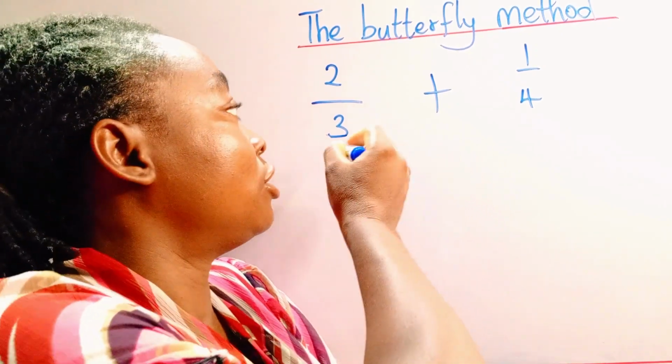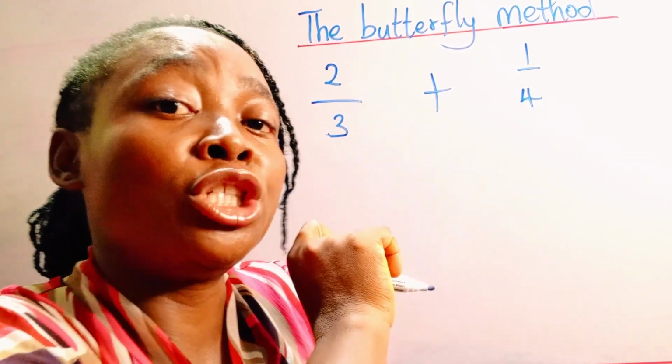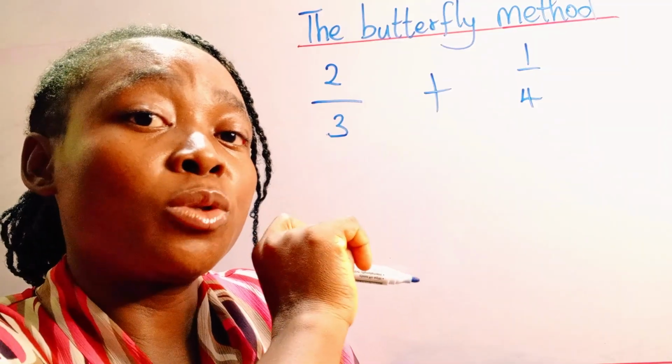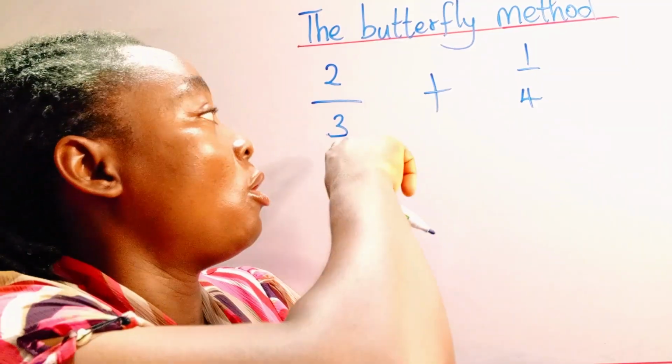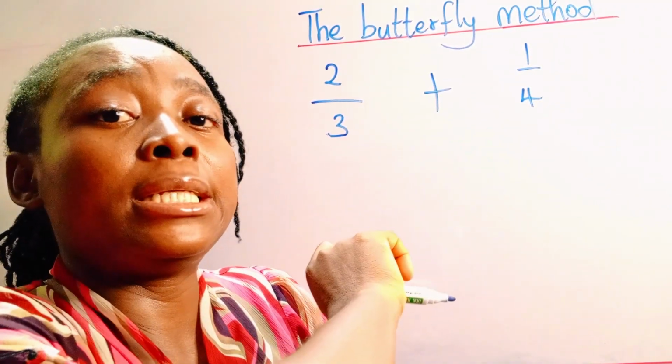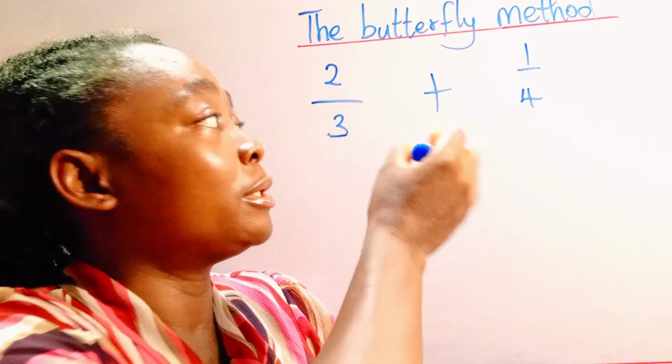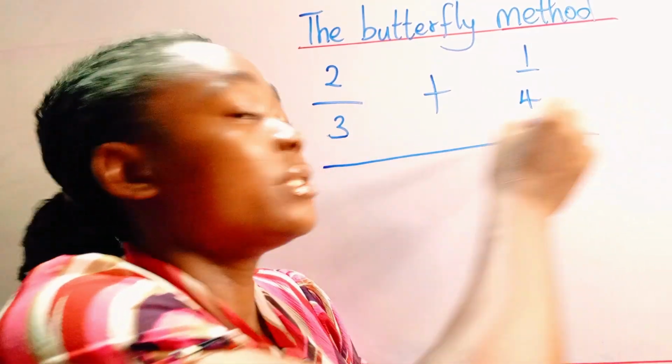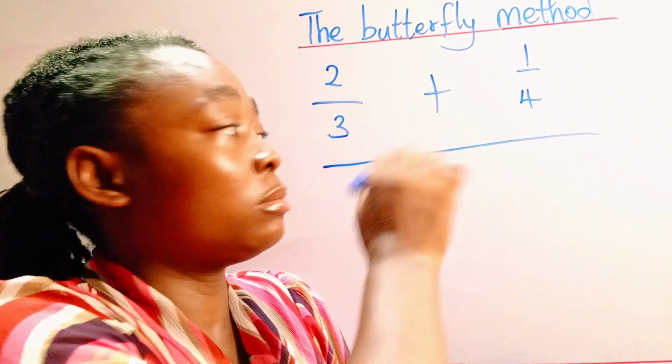Now here, the first thing we need to do is to get the common denominator, which is what we call the lowest common multiple of 3 and 4. We need to get the LCM of 3 and 4. The LCM of 3 and 4 is 12.